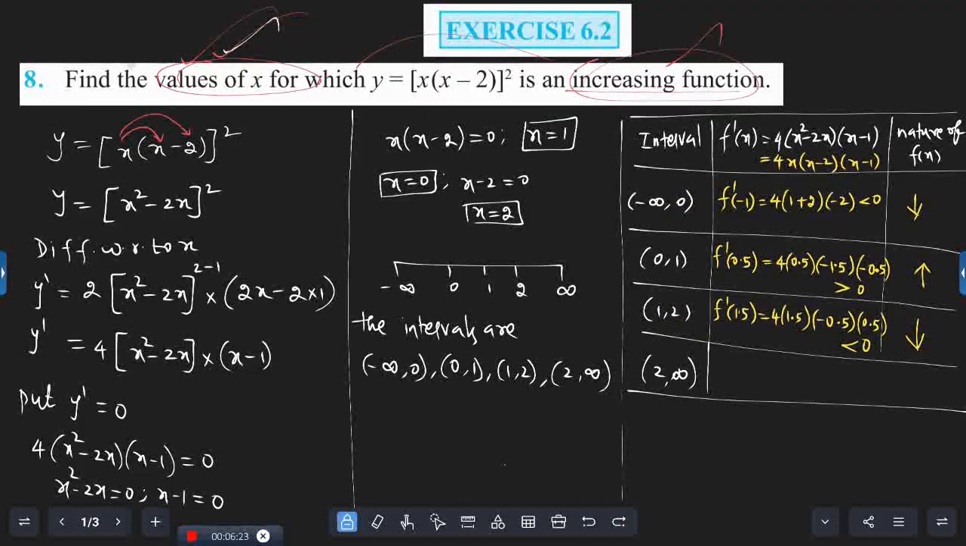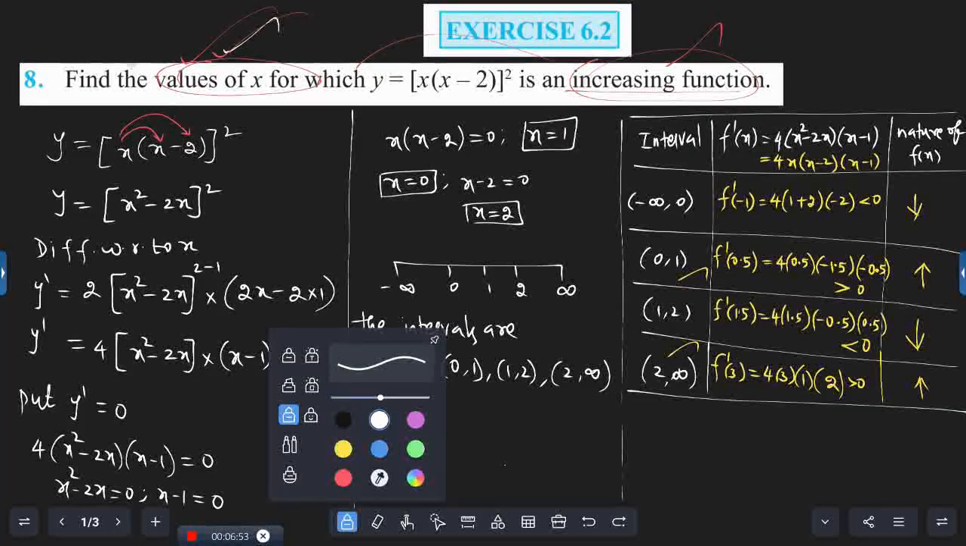Next 2 to infinity, I will take 3. So f dash of 3 is equal to 4 into 3, then 3 minus 2 is 1, next 3 minus 1 is 2. That will be greater than 0. Greater than 0 means increasing. So where we have increasing, that alone you take. So 0 comma 1 and 2 comma infinity is the increasing.